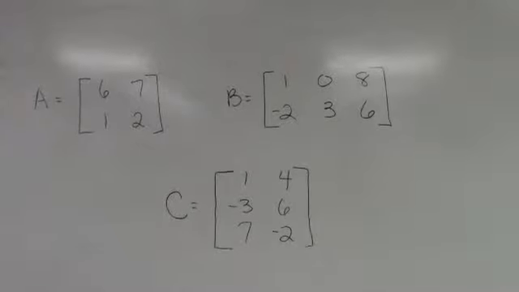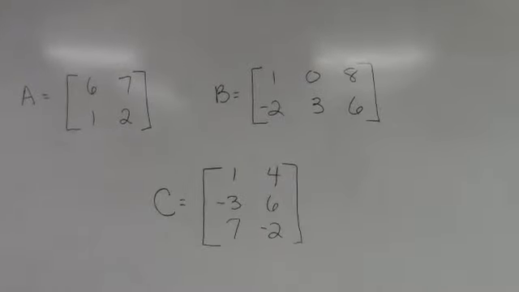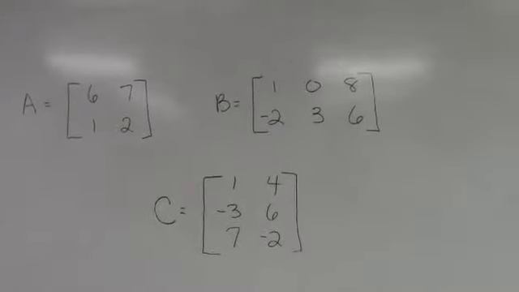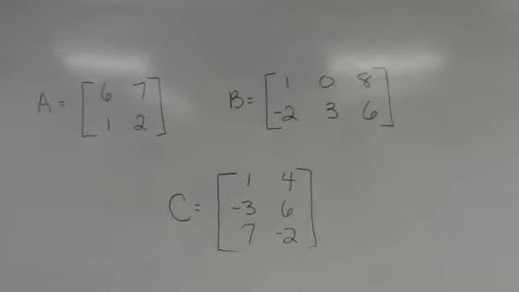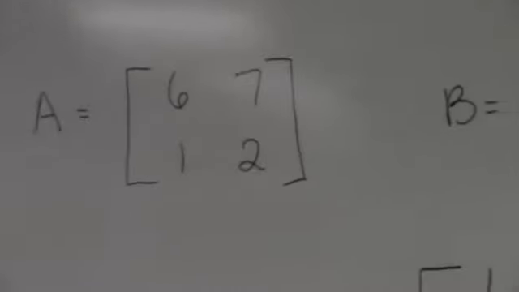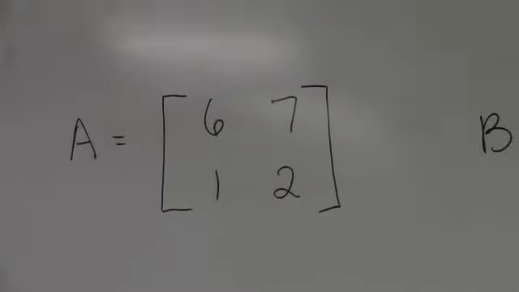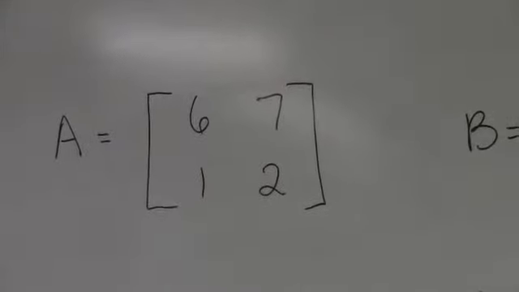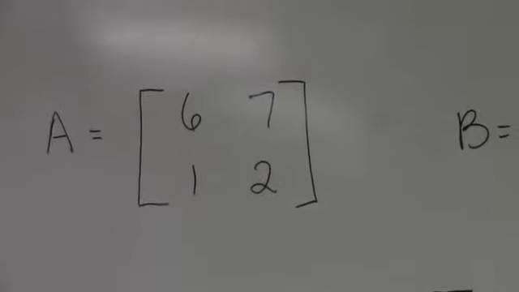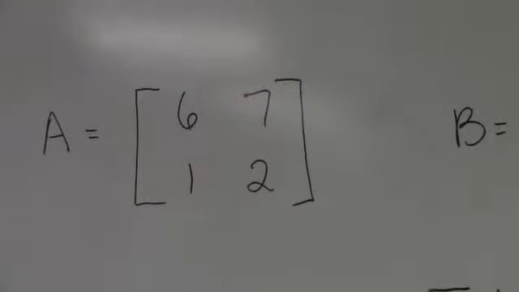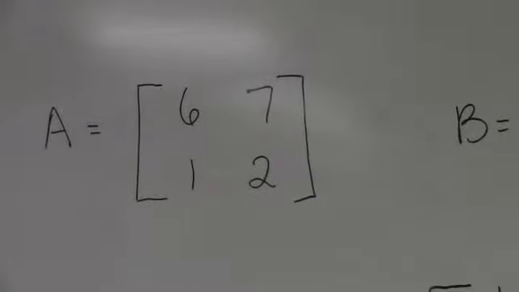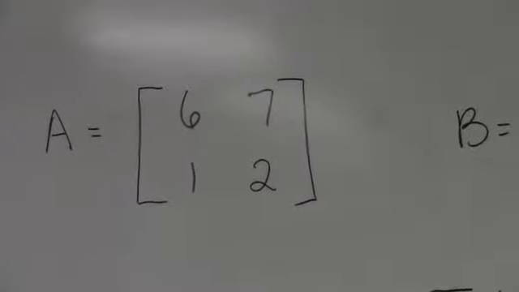Our purpose today is to learn to enter matrices into the calculator and to do some simple math operations with them. We are going to start with matrix A. Matrix A has 2 rows and 2 columns, so we call that a 2 by 2 matrix. The elements of that matrix are 6, 7, 1, and 2.